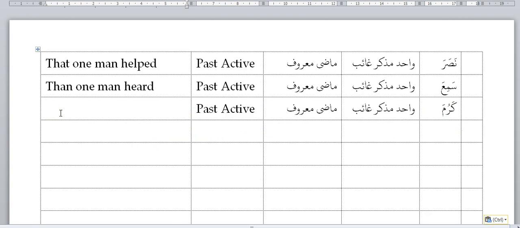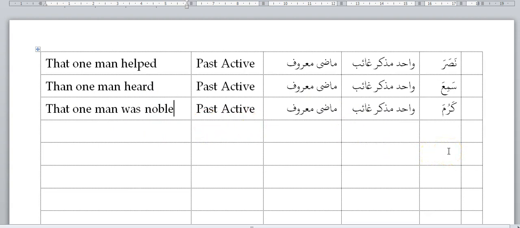And in translation, that one man again, because it's Wahid Mudhakkar Ghaib, that one man was noble. Okay, that one man did the work of being noble.